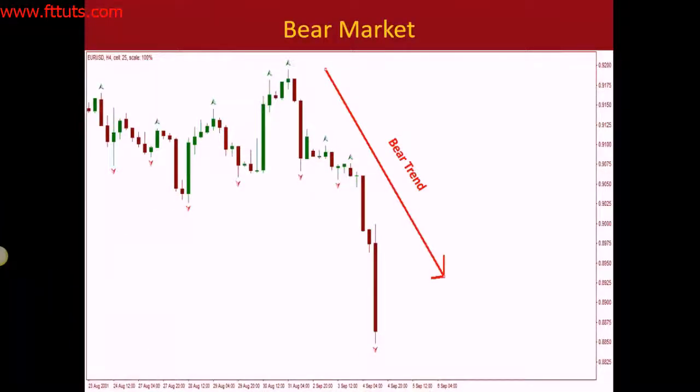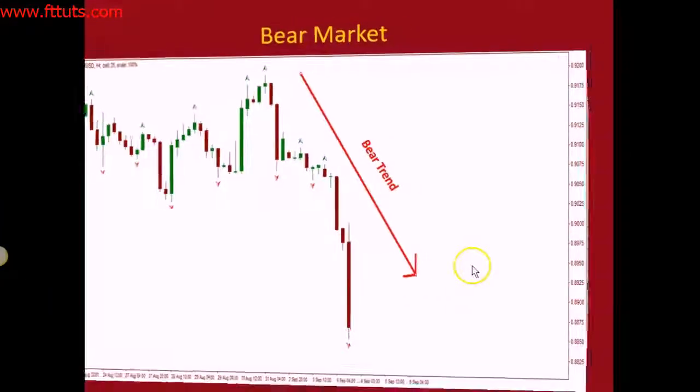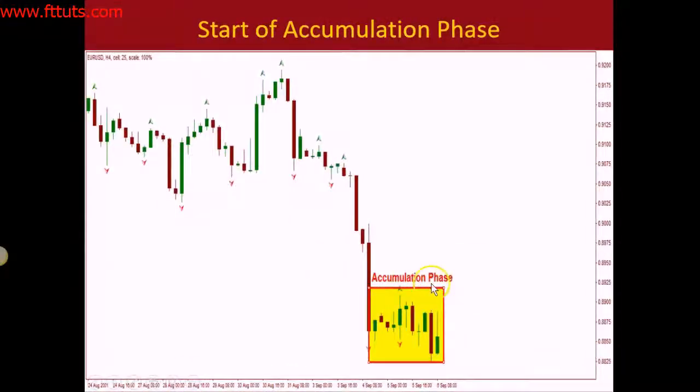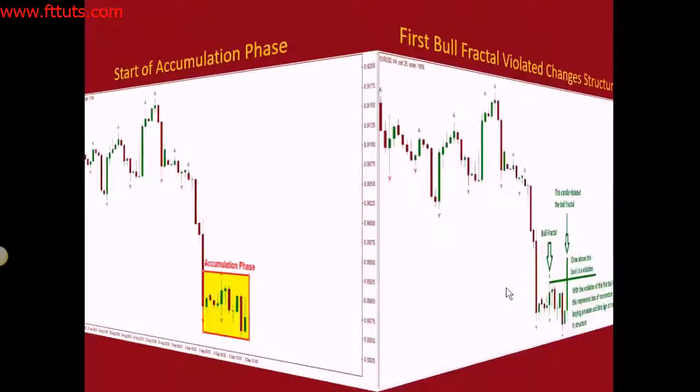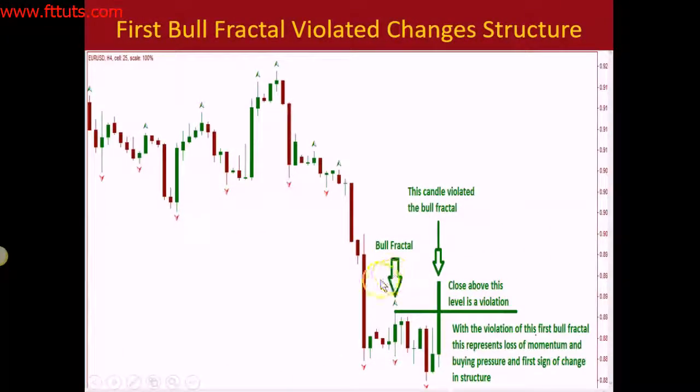All right, so here's a bear trend. You can see this is a small bear trend. Then you have your accumulation phase at the bottom of the bear trend. All right, so then at the bottom of the trend where you have your accumulation phase, you have one bull fractal here. This candle violated the bull fractal. This big candle violated that bull fractal level right there. So the close above this level is the violation, not just the move above it. The close above it is the violation.